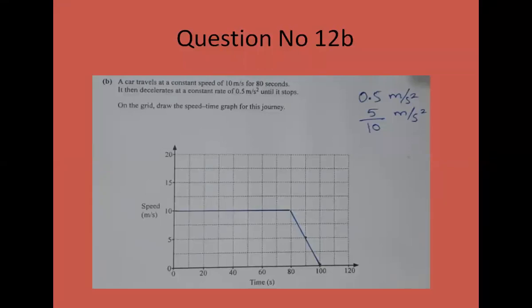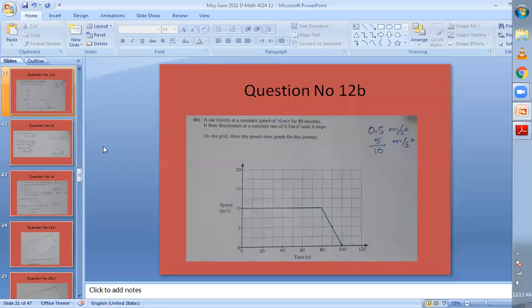So for the first 80 seconds, the car has moved with a constant speed of 10 meters per second. After that, there was a uniform deceleration of 0.5 meters per second squared. So it means 5 by 10 meters per second squared. So after every 10 seconds, the speed will decrease by 5. So at 80 your speed is 10. After 10 seconds, your speed will become 5. And again, after 10 seconds, your speed will become 0. So you have this point and this point, and you join them with a straight line. So this is how you will draw the speed-time graph for the journey. So this is question number 12, and its B part.